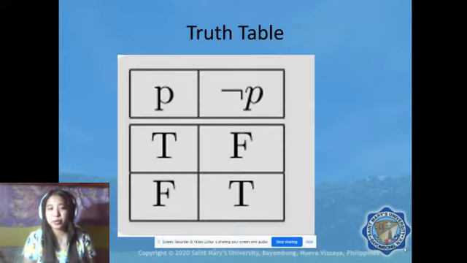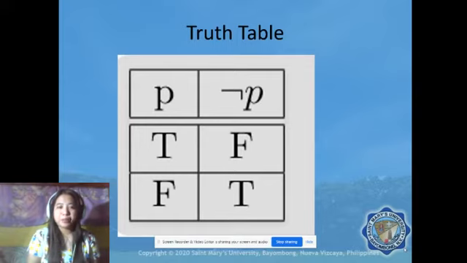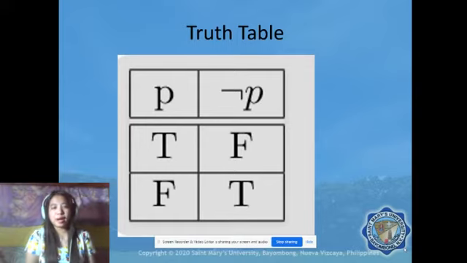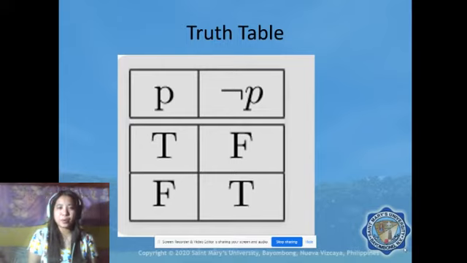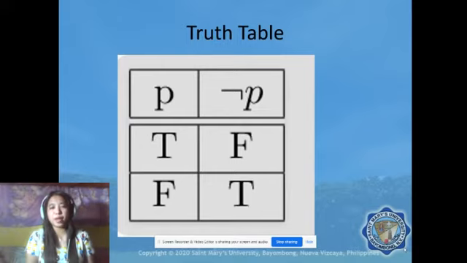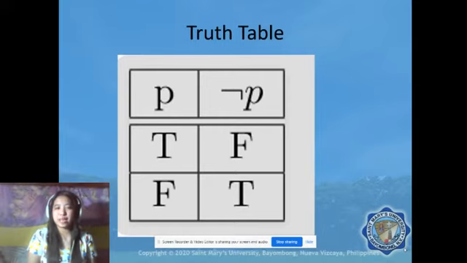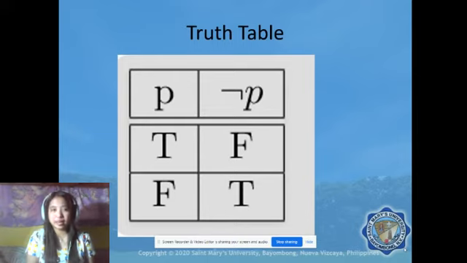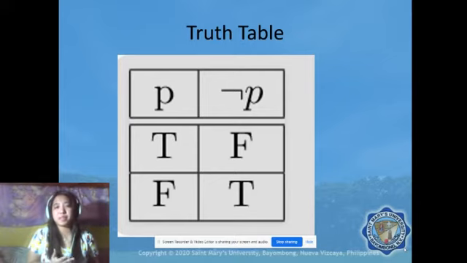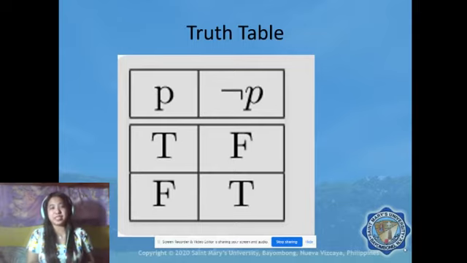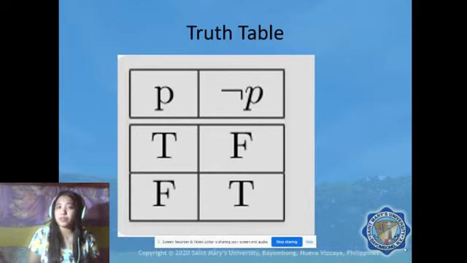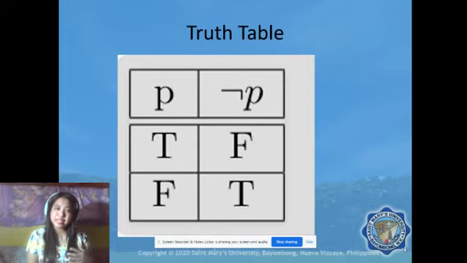So this is the truth table of our negation. As discussed in our earlier topic, when we defined what a proposition is, we said that it is a declarative statement that can either be true or false. Since we can identify whether the statement is true or false, how can we now determine if our statement is still true or false after placing the connective?